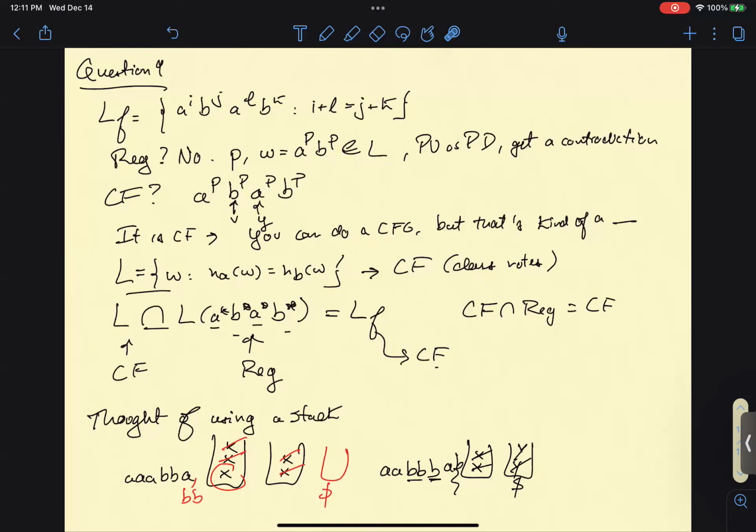I wanted to show this one too, just to remind you that you can use... No, no. Because if you use two stacks, then it's equivalent to a Turing machine. And then that's too much power.